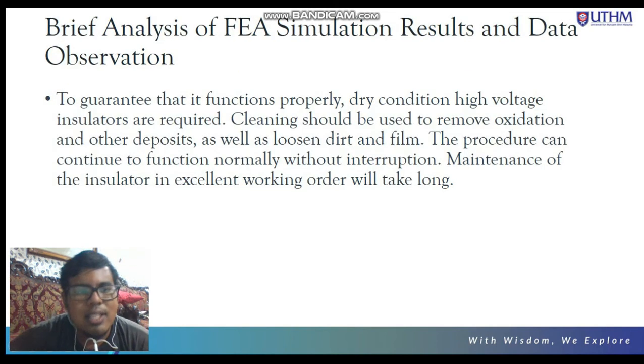Alright, for the next is a brief analysis of the FEA simulation result and data observation. For greater function, dry conditions and high voltage insulators are required. Cleaning should be used to remove oxidation and other deposits, which will be loosened during dirt fill-up, and the procedure can continue so the function is normal without interruption. Maintenance of the insulation in itself works, although all the work takes long. Alright, thank you, bye.